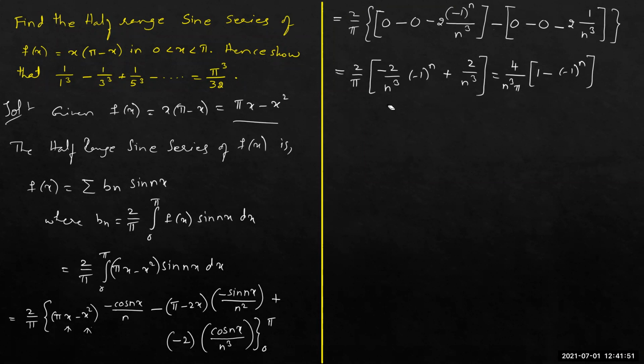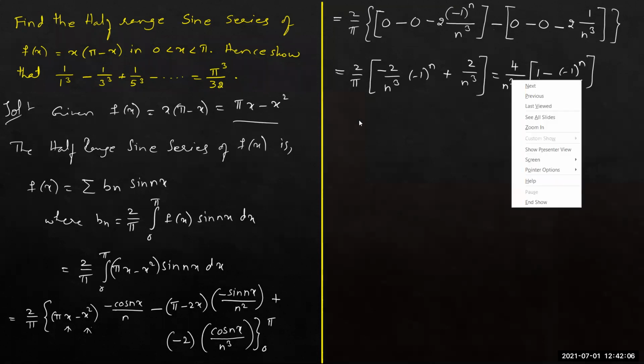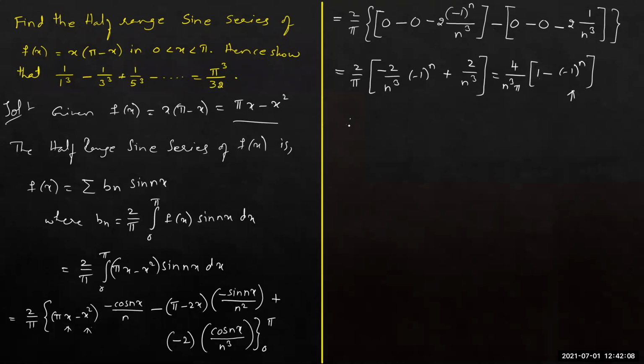Now, when you have this kind of expression, we can take the even and odd cases. If you take n as even, minus 1 to the power of n is plus 1. So we'll get 1 minus 1, which is 0. Therefore, Bn is equal to 0 when n is even. Fine. When n is even, we are getting 0.